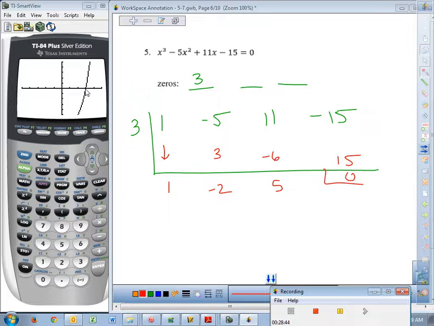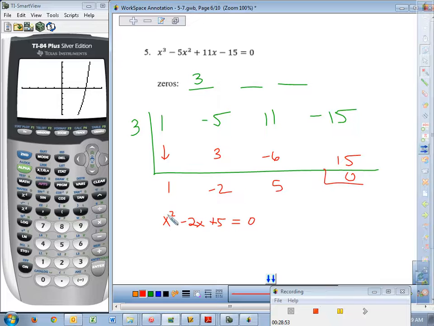Find there's a nice one at 3. Synthetically divide by 3. Your quadratic is x squared minus 2x plus 5. And then we want to know when it's equal to 0. Cool? You could use the quadratic formula. You can complete the square. What do you want to do?